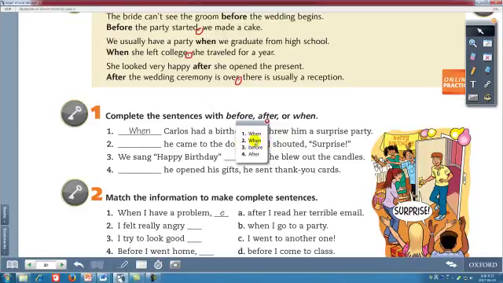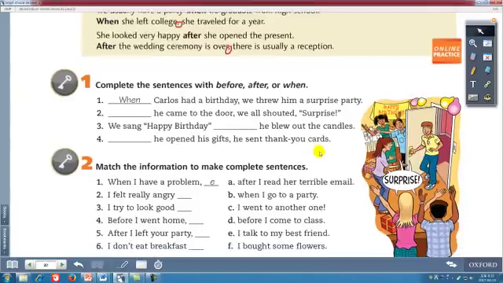Looks like they use when for number 2 here, and I wouldn't necessarily agree with that. Okay, when he came to the door, we all shouted surprise. When he came to the door, after he came through the door, that's kind of a tricky one there, but I guess they said that when is probably better. Okay, number 3 is before, number 4 is after. Okay, so let's make sure we get that correct.